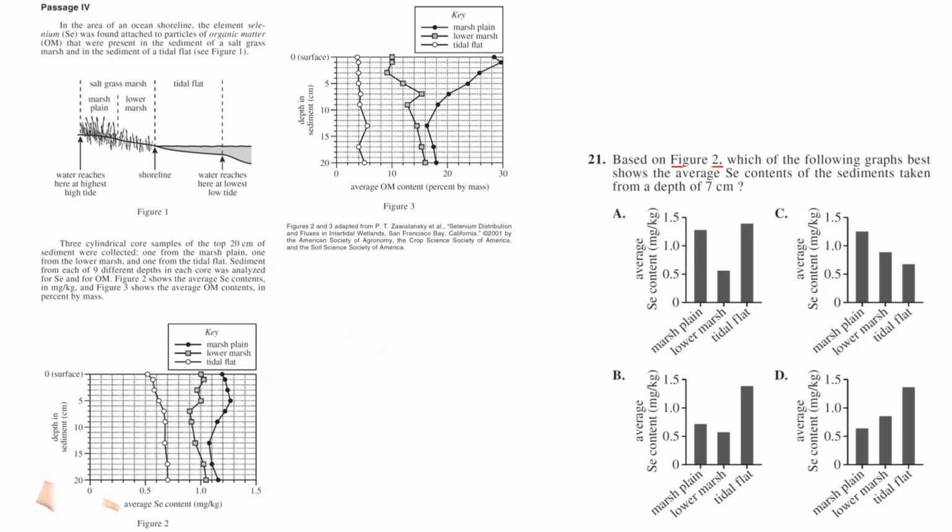Based on figure 2, which of the following graphs best shows the SE content of the sediments taken from a depth of 7 centimeters? All right, so we're looking at 7 centimeters right there. We'll start with tidal flat. It looks like that's at a 0.7. So 0.7, the only one that has that one is choice C. So we can stop with tidal flat, 0.7. Answer is C. We didn't even have to check the others.